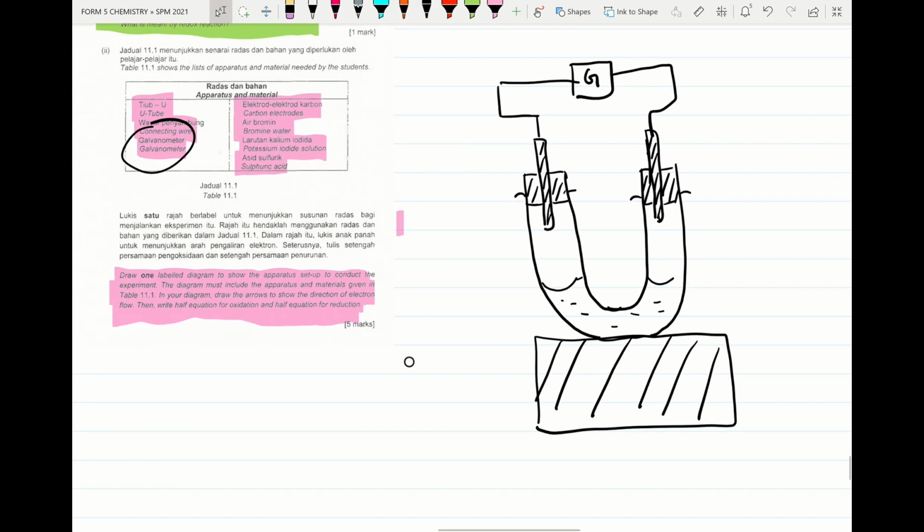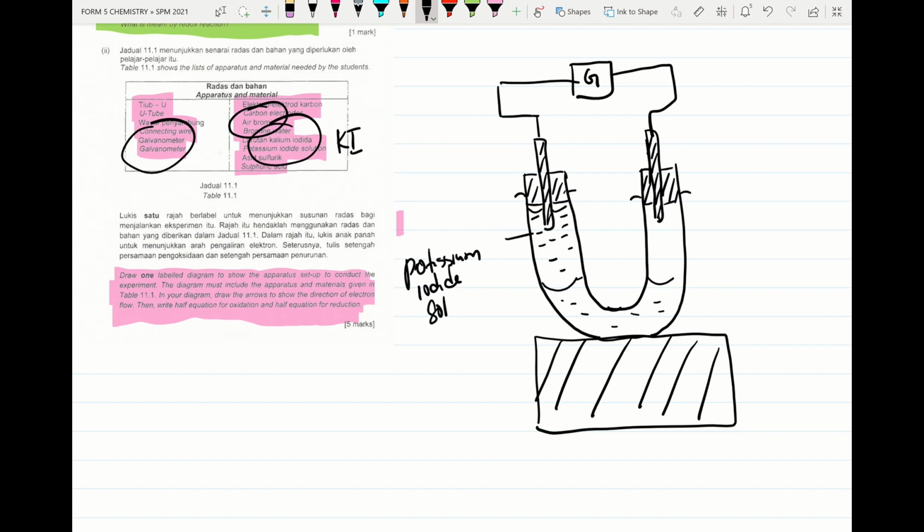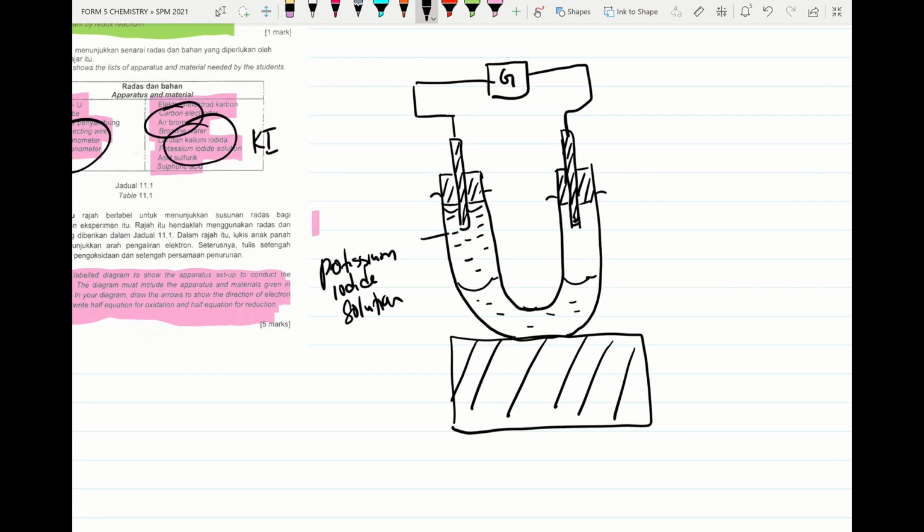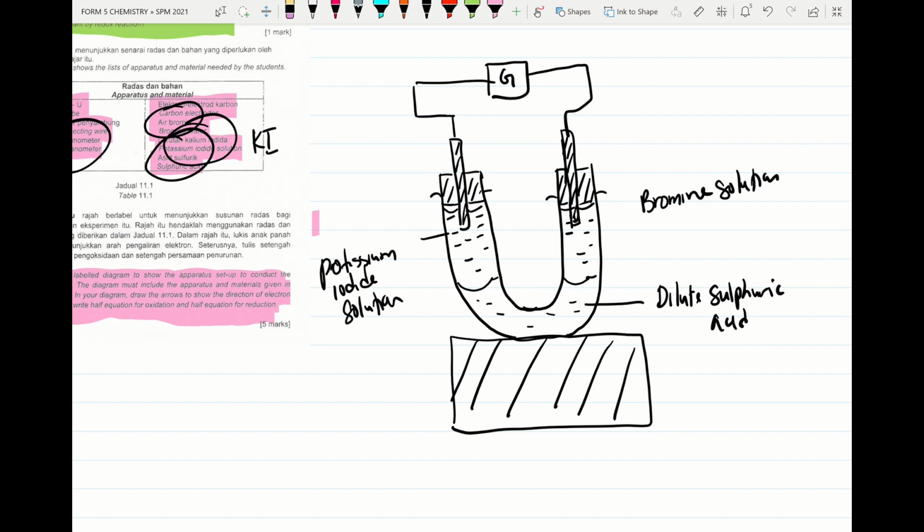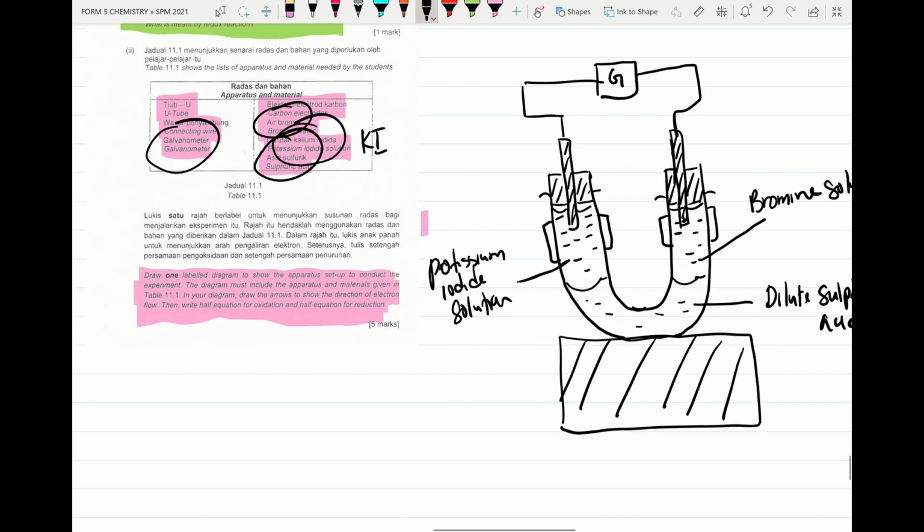Alright, so next we need to add the solution. So we have bromine solution, potassium iodide solution. So here I put potassium iodide solution. Alright, so here we need to add bromine solution. Bromine solution and dilute sulfuric acid will be at the bottom here. Alright, so we try to draw the symbol of retort stand here. Alright, this is the one we have to draw. So we have connecting wire, U-tube cell.